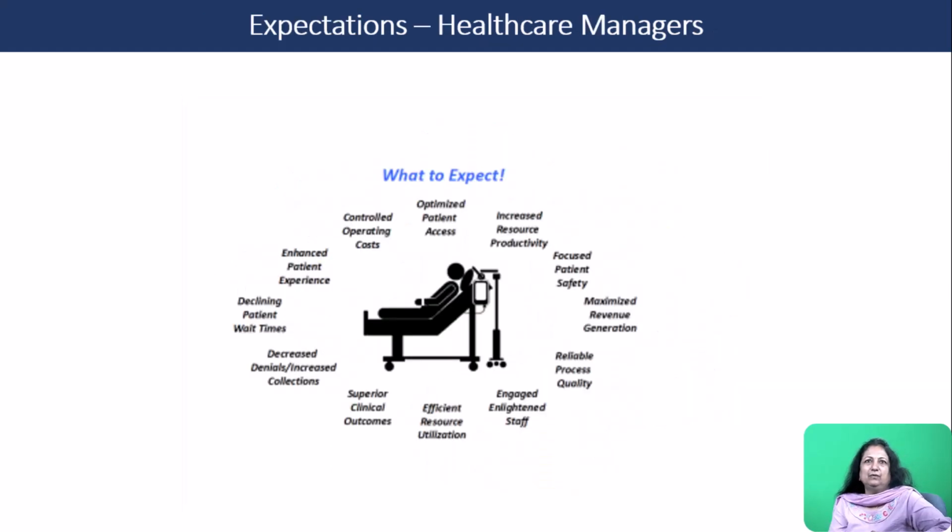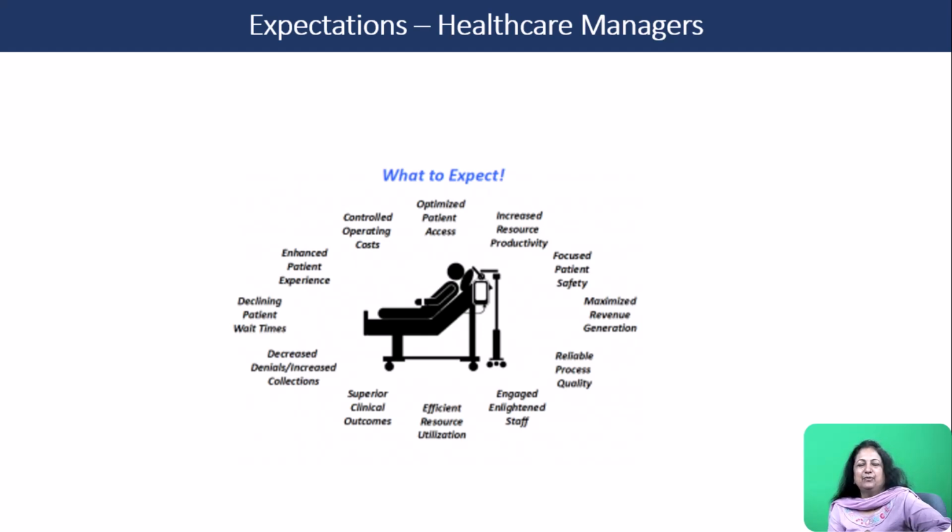But then, what are the expectations? If you're a healthcare manager, you want to really ensure that there is optimized patient access. So the patient has access, whether it is in an emergency or in regular times, to the healthcare facility. And increased resource productivity, focused patient safety is very important. Patient safety and quality are the most important for healthcare managers. Maximized revenue generation, so we would definitely want to make profits.